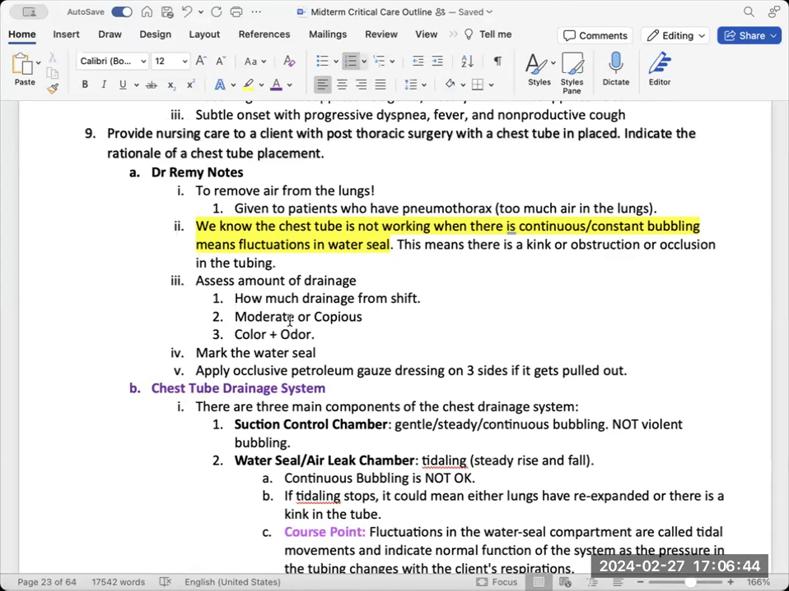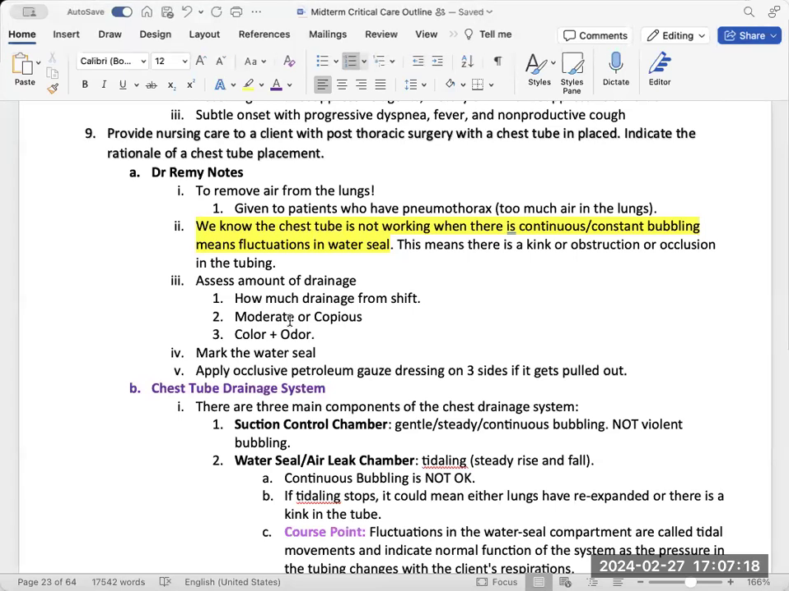She also said that for someone who has a chest tube post-thoracic surgery, we need to assess the amount of drainage, right? We want to look at how much drainage there is, the color, and the odor. And we need to apply an occlusive petroleum gauze dressing onto the chest tube. But the question just simply says to indicate the rationale, and she said to remove air, but these are the other things that I have as well that she emphasized. Is there anything else to add?